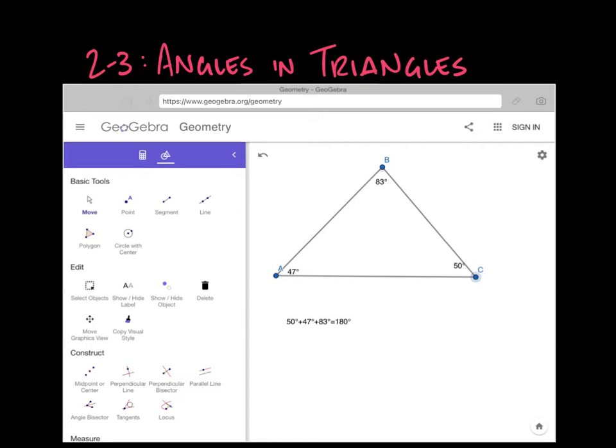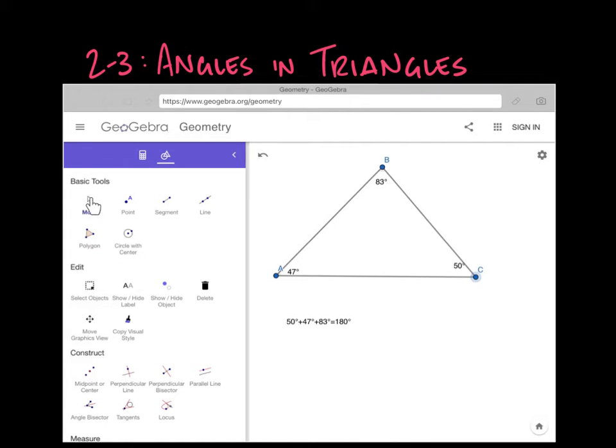So what we see in this picture here is triangle ABC, and it has angle A, angle B, and angle C in it. And you see down here we have a calculation adding those angles together. 50 plus 47 plus 83 equals 180.